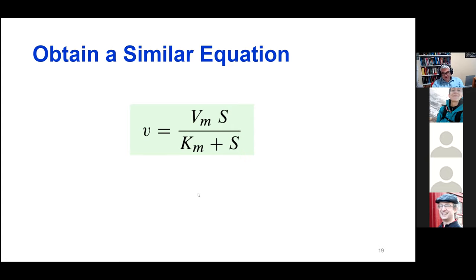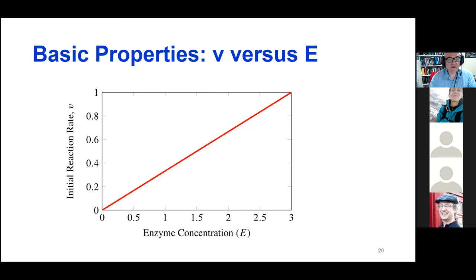Now, this is the irreversible case, all right? This is the irreversible case. There's no product in this equation, right? This is the one that you would use in an enzyme assay if you were designing an assay system in a hospital, right? That's the one you would use. Now, let's look at some of the properties of this simple version.